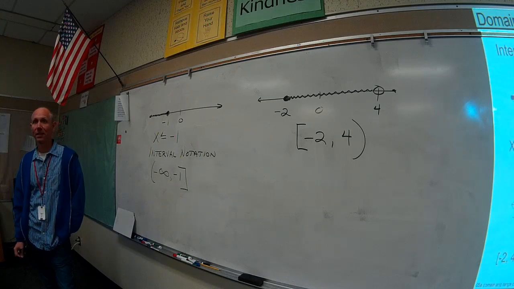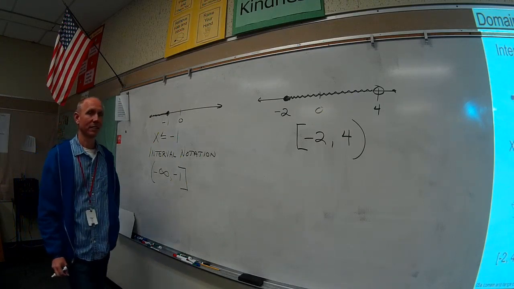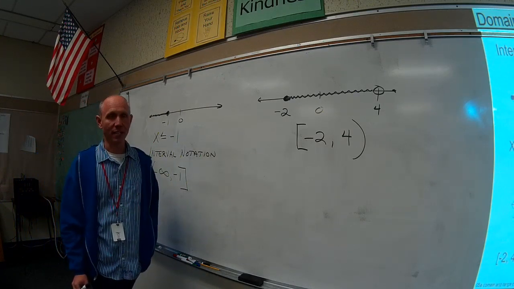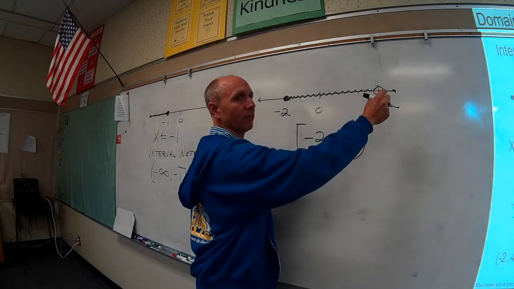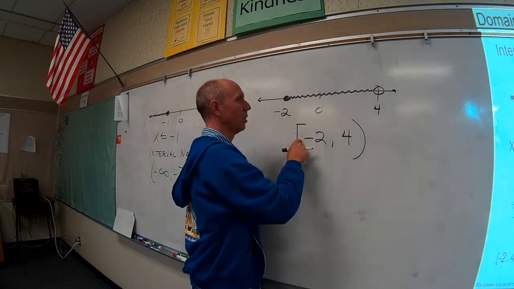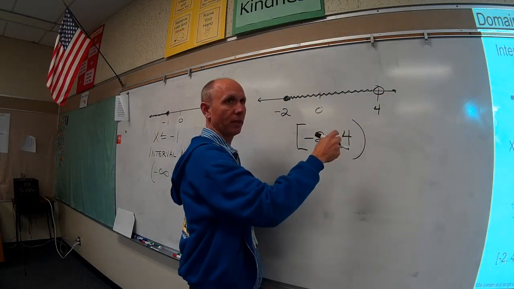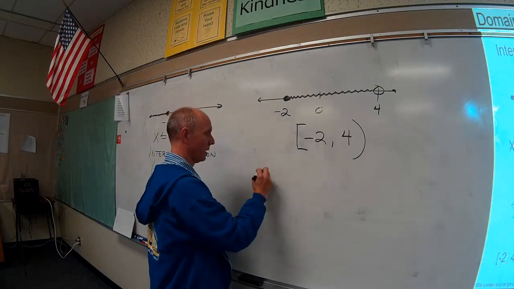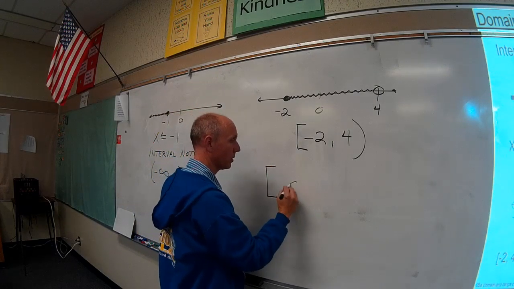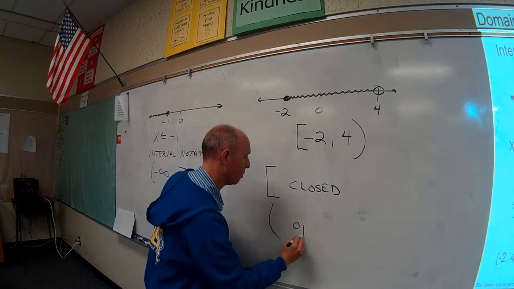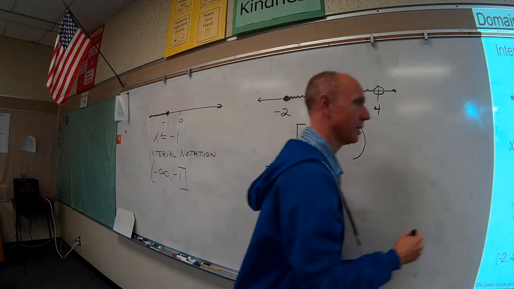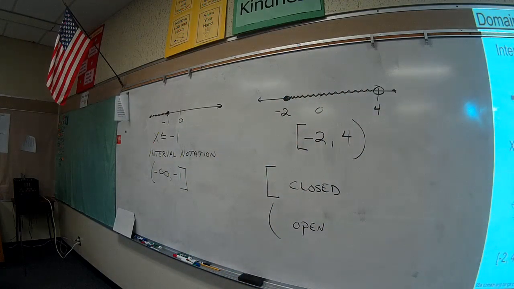Yes, Jordan? The bracket signifies the closed circle. Yes. And then the parenthesis is for the open circle. That's the difference. Closed circle, open circle. In your notes, this is closed. This is open. And my next slide probably says something like that. Open circles, closed circles.